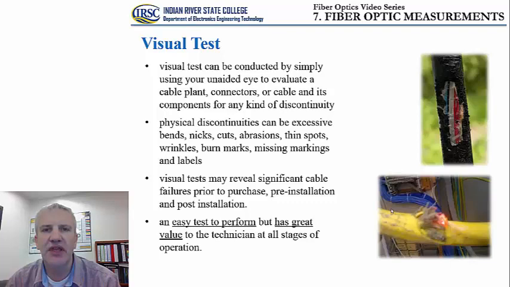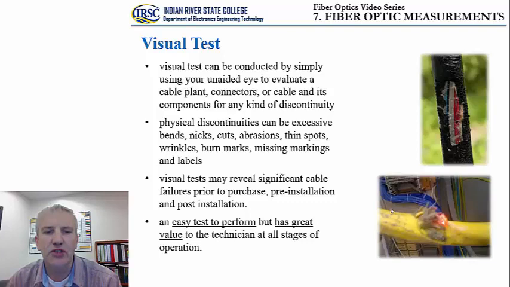A visual test can be conducted by simply using your unaided eye to evaluate the cable plant, connectors, cables, and the components of the fiber optic link for any kind of discontinuity or damage. The physical discontinuities we are talking about here may be excessive bends, nicks, cuts, abrasions, thin spots, wrinkles, burn marks, and missing markings or labels. All those visual indications may provide very important information that can be used in troubleshooting, maintenance, etc.